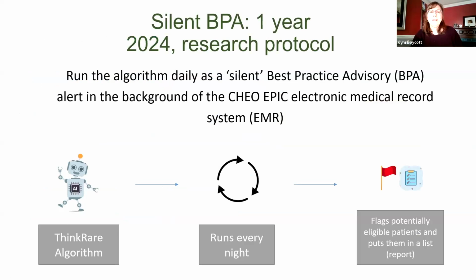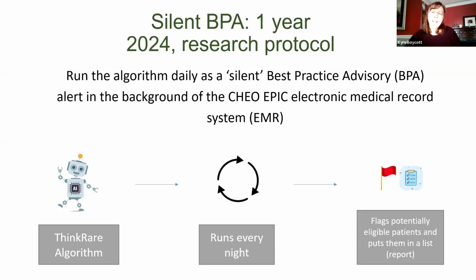So what we did then was to look at setting up a silent best practice advisory. So this is still under our research protocol. And for all of 2024, we ran the silent BPA. Basically the ThinkRare algorithm would run every night on the EPIC data warehouse, and it would flag potentially eligible patients and put them on a list.